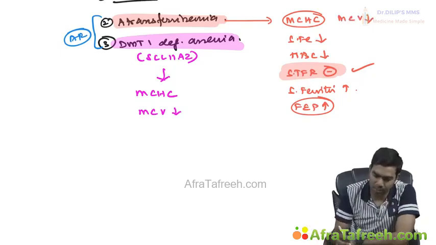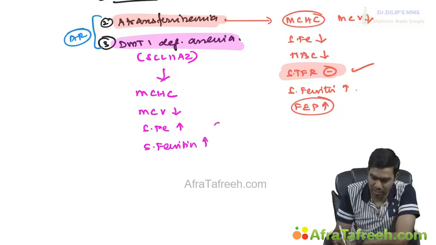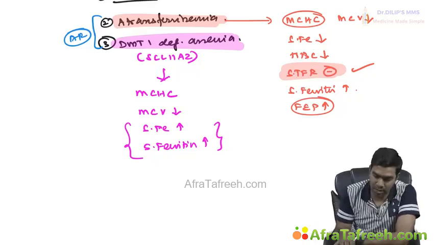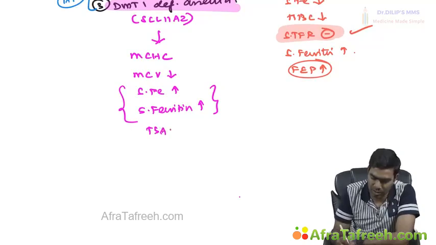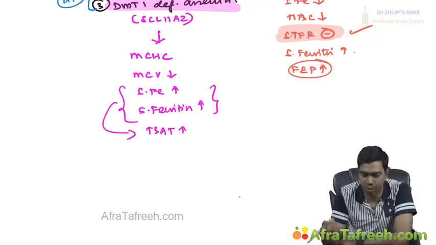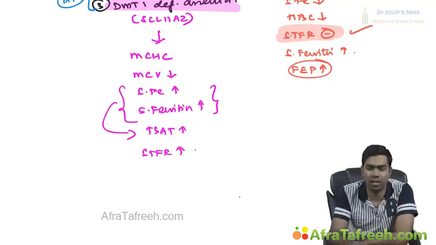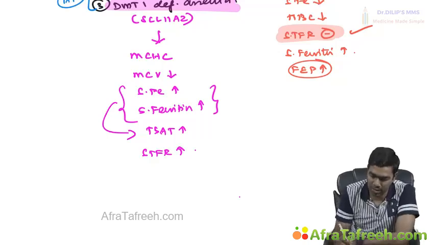So MCV will be very low, and you're going to have an increased serum iron with increased serum ferritin, and this is something we don't know. Really, we don't know why. So increased serum iron with increased serum ferritin, and then your transferrin saturation will be increased, and that is still due to increased serum iron. Obviously your TSAT will be increased, and your soluble transferrin receptor also will be increased. That is due to intracellular deficiency, so sTfR will be increased, and serum transferrin also will be slightly increased, and FEP also will be increased.